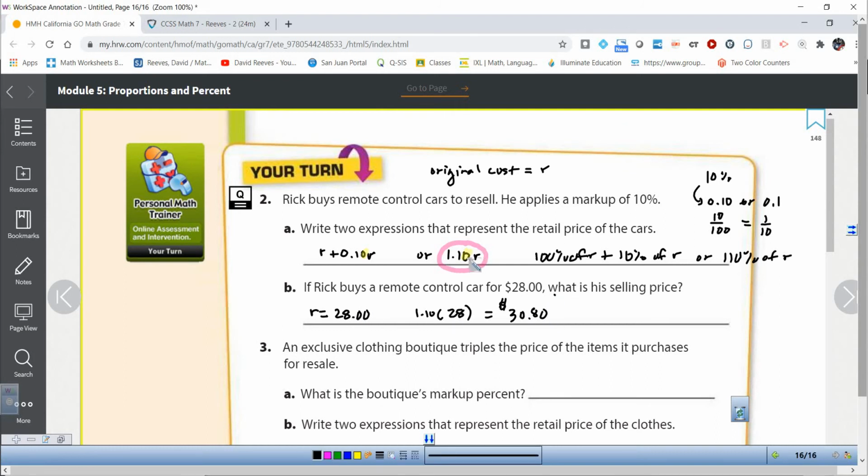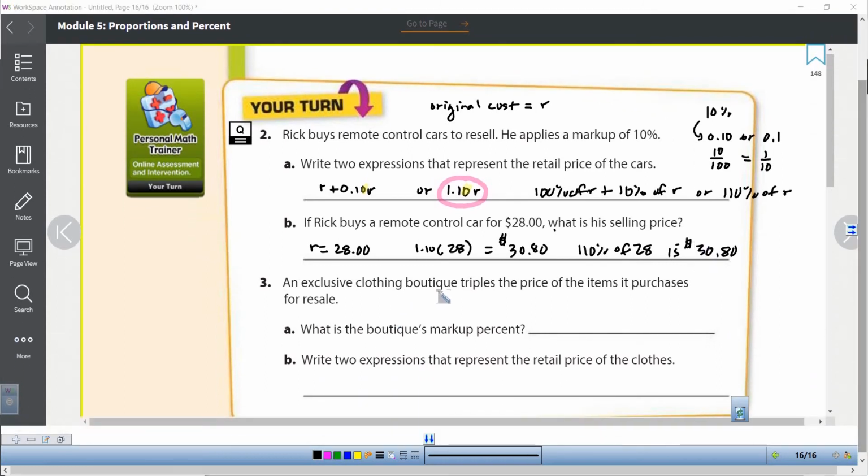Remember how I was saying that that's optional? It's not optional with money. So what did we just find out? We just found out that 110% of 28 is 30.80.